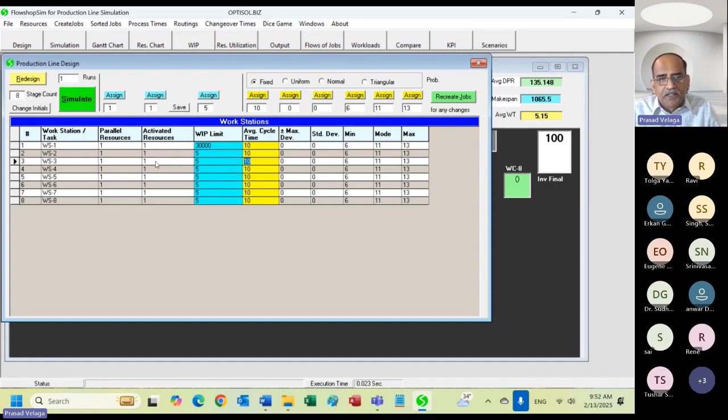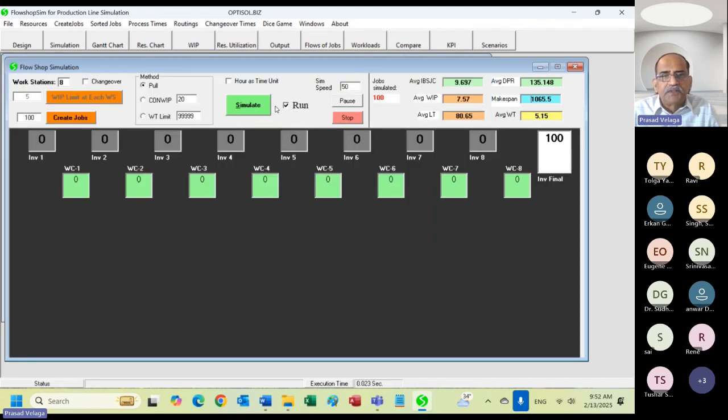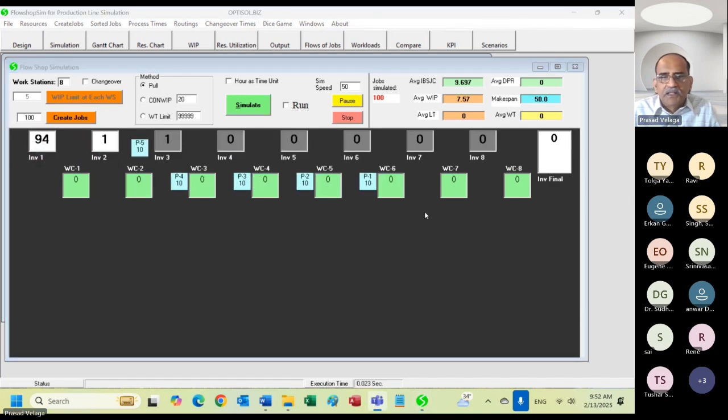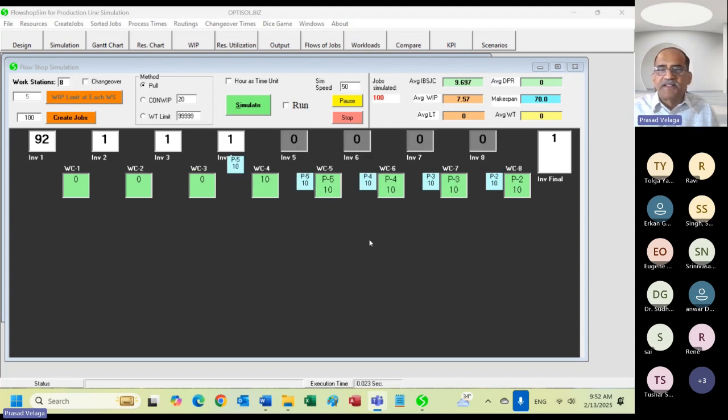And I'm going to simulate now. Before I simulate, I want to show you the animation for a few minutes. So let me simulate this. This is the animation. It is a crude animation, but still it is valid. It is scientific, but it's not so impressive. Let me skip this animation now because it will take a lot of time to simulate the production of 100 pieces with animation.